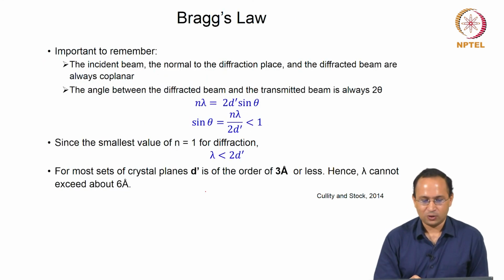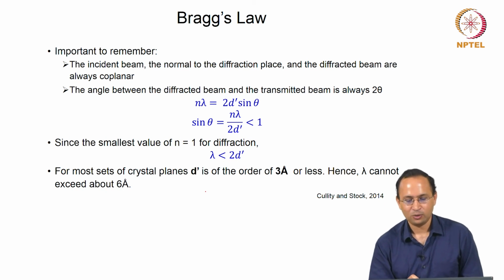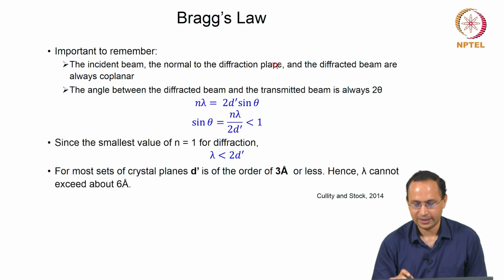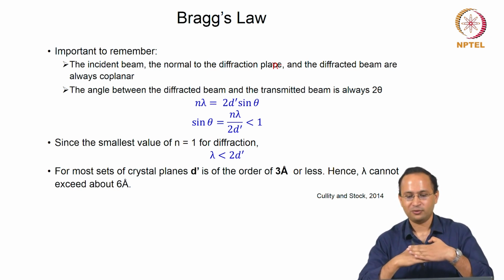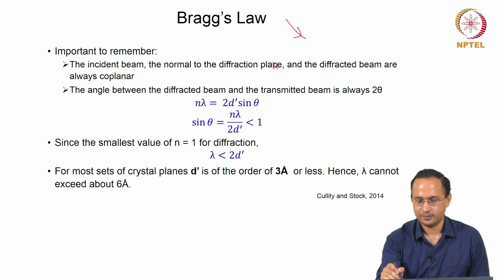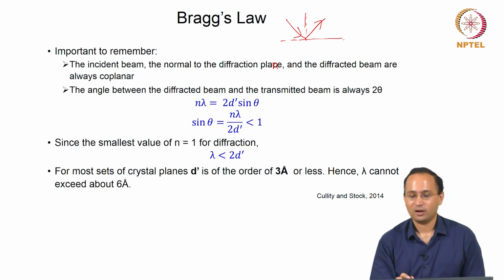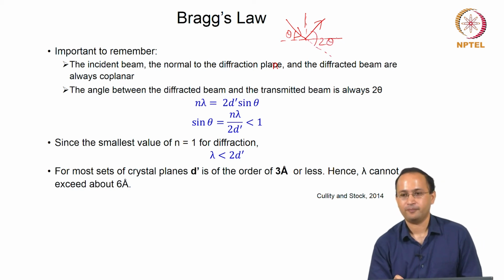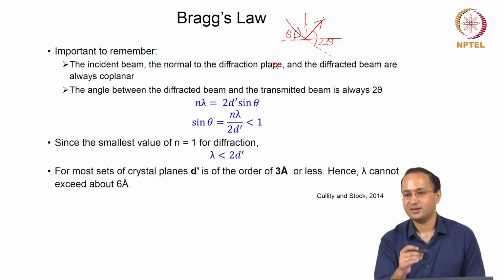Again we will look at Bragg's law. Important to remember is that the incident beam, the normal to the diffraction plane and the diffracted beam are coplanar. So this is your incident beam, this is your diffracted beam, this is your normal to the diffraction plane. All three are always coplanar, they exist in the same plane. The angle between the diffracted beam and the transmitted beam is always 2 theta. So you know that this is theta, and this angle will always be 2 theta.